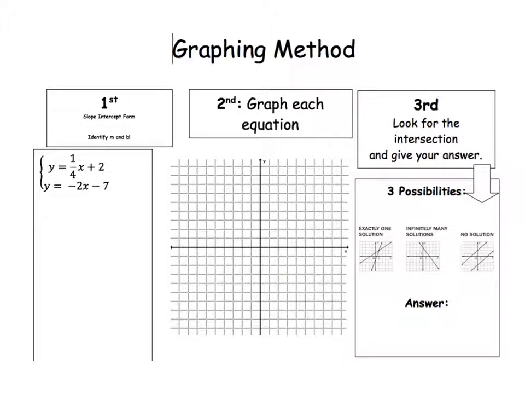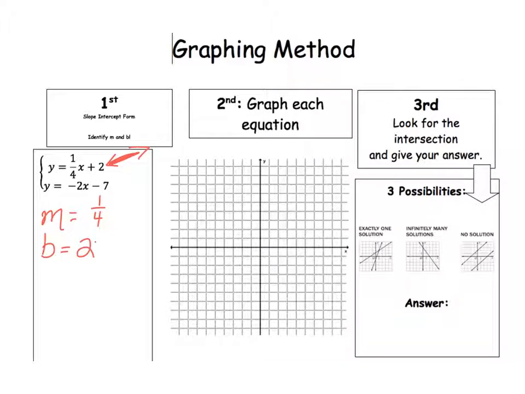Here's a quick example on how to solve a system of equations using graphing. So I'm going to look at the system that's given here, and this first line, I know it's a line because it's in the form of y equals mx plus b. I'm going to use my red pen for that, and I'm going to identify my slope and my y-intercept. So my slope is 1/4, and my y-intercept is 2.